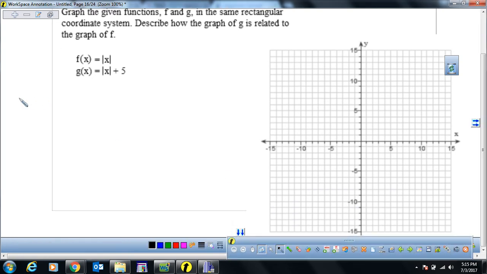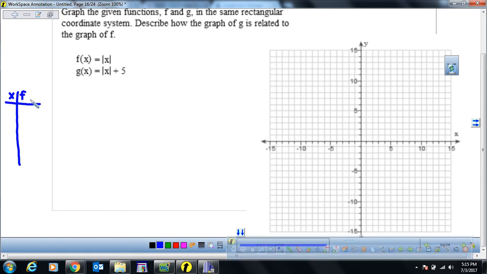We're going to start by creating the table for the function f of x again. So we're going to say x, and then we're going to find f of x. And f of x consists of the equation absolute value of every x that we pick. So we're going to pick the values -2, -1, 0, 1, and 2. If I substitute them into this equation, it will be the absolute value of -2, absolute value of -1, absolute value of 0, absolute value of 1, and absolute value of 2.